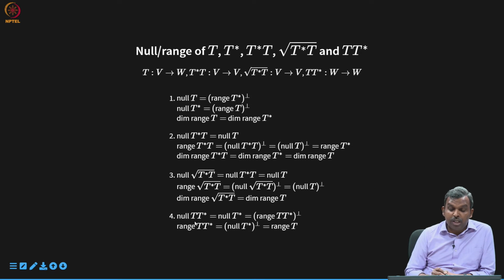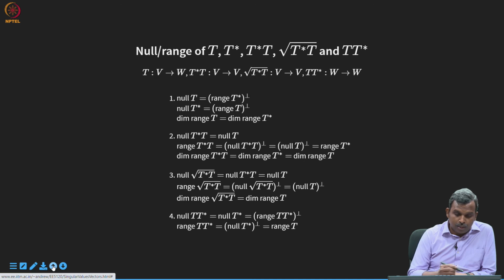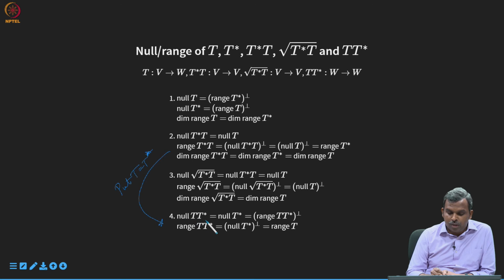So finally, what about t star? So far I have been talking about t star t. If you want to do t star, simply take any of these relationships, and instead of t, you replace with t star. So how do you get from here to here, for instance? Put t equals t star. You replace t with t star, you will get null of t star is null of t star, and that is range of t star perpendicular.